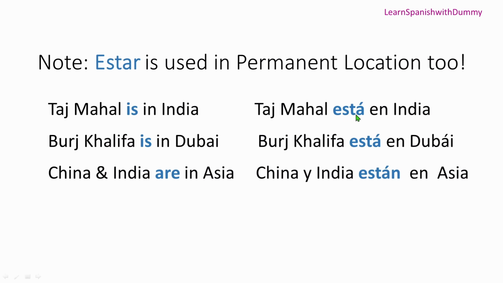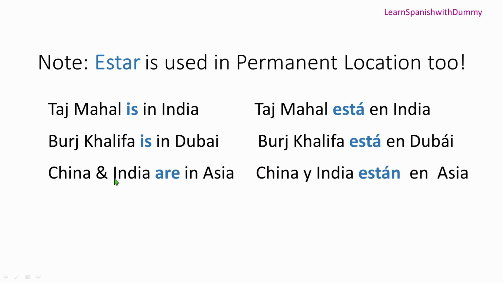Okay, está is the third person conjugation of the verb estar. Está means is. Now, though it's permanent, yeah, the Taj Mahal is in India, it's permanent, but still we use estar because it's an exception. For the location, we use estar. Burj Khalifa is in Dubai. Burj Khalifa está en Dubai.